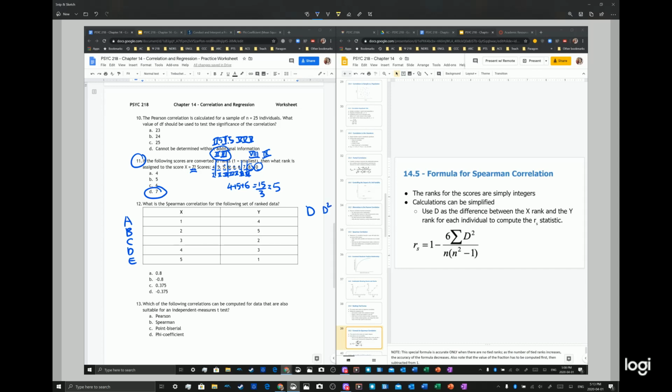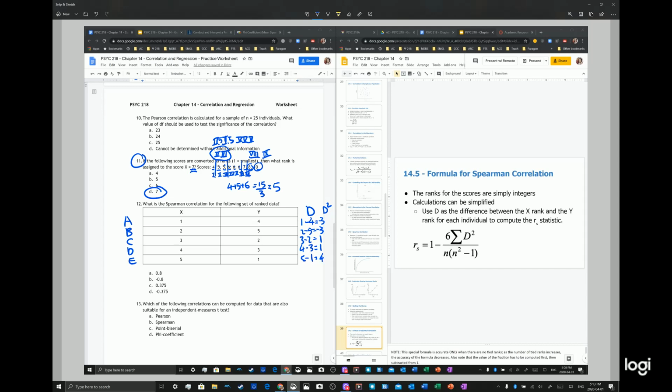So here we do the difference in ranks, we're calculating D. 1 minus 4, which is negative 3. Here's 2 minus 5, which is negative 3 again. 3 minus 2, which is 1. 4 minus 3, which is 1. Whoops, I wrote the equal sign for that. 5 minus 1, or the fifth rank minus the first rank, equals 4.